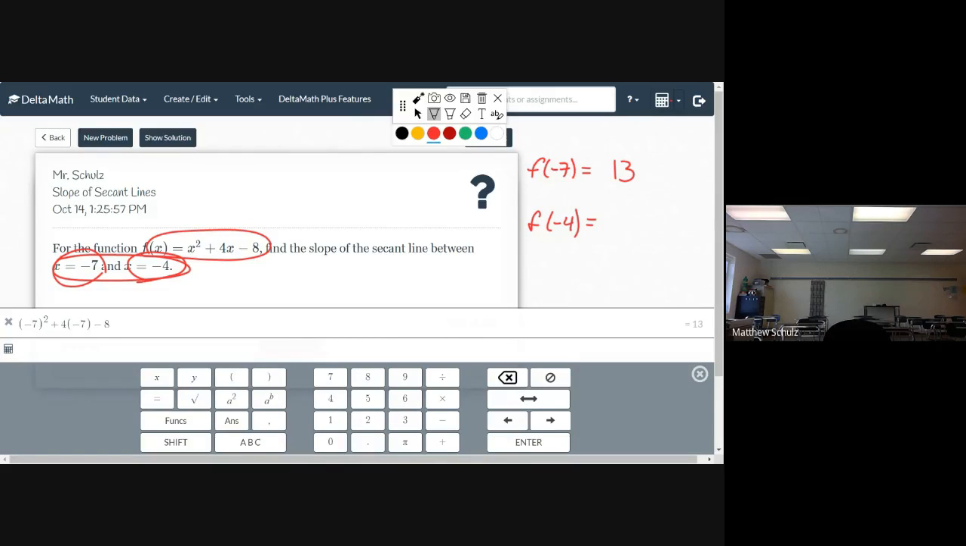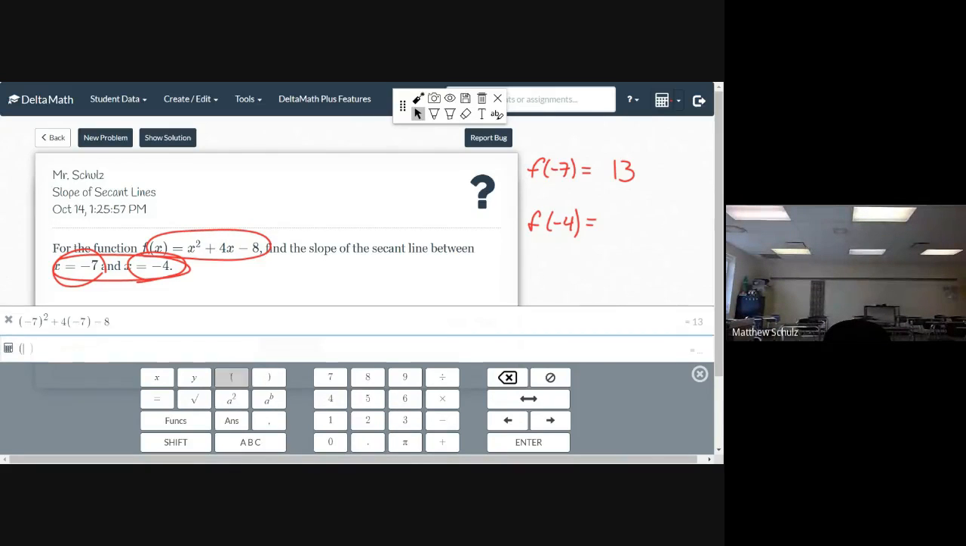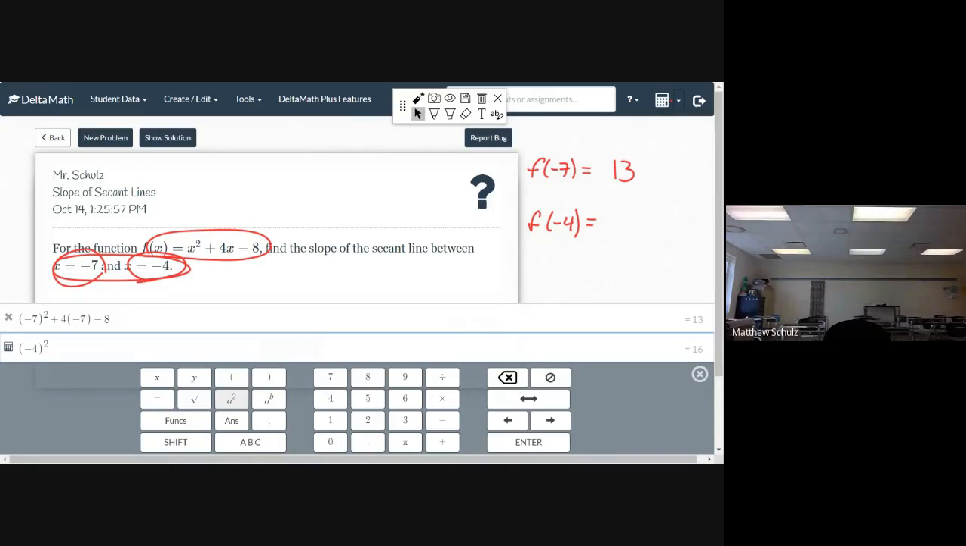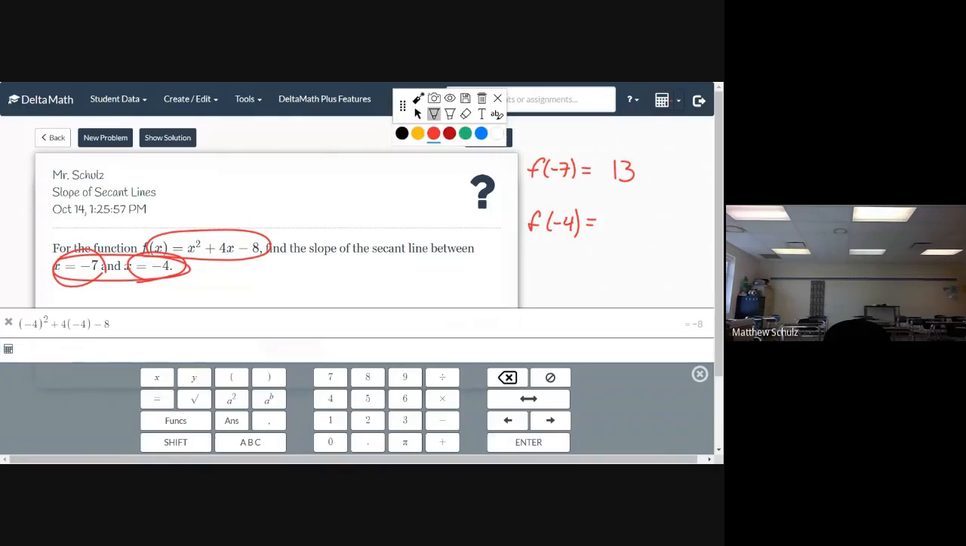And then if I do the same thing for -4, so that's -4 squared plus 4 times -4, and then -8. That's going to give me -8. Remember, just like we saw in the last unit, function notation like this tells me that the point -7, 13 exists on the function, as well as -4, -8.